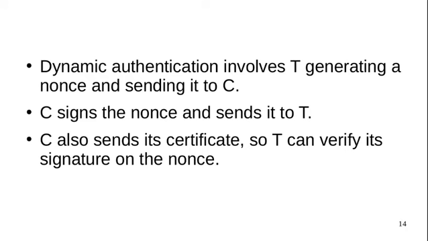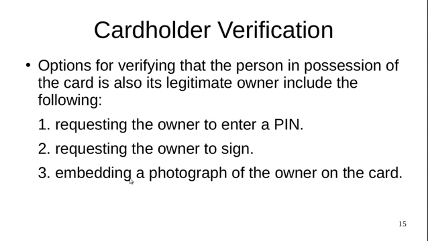That means C's certificate will contain the public key of C, and C is signing the nonce using C's private key. So T can obviously verify the signature on the nonce using the public key of C, and the public key of C will be in the certificate, which is authenticated by the issuer bank. So that is happening in card authentication, and the next step is cardholder verification.